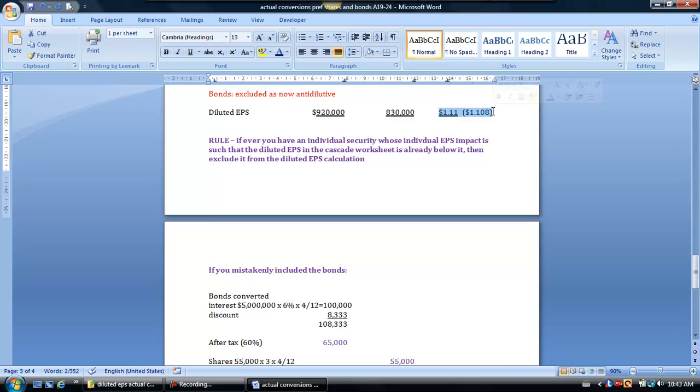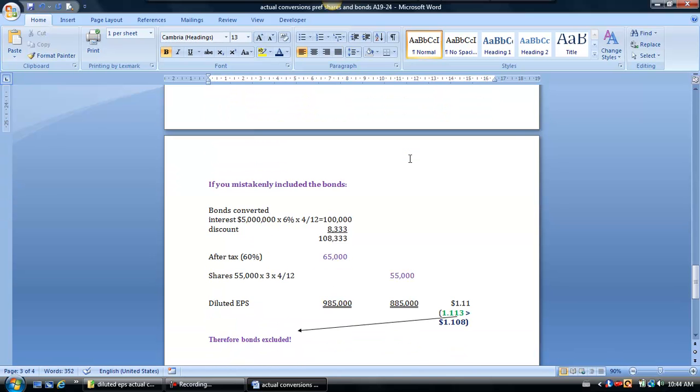That's why I'm saying maybe just know the rule. If ever you have an individual security whose individual EPS impact is such that the diluted EPS in the Cascade worksheet is already below 1.18, which is your EPS impact from the bond, right? Then exclude it from the diluted EPS calculation.